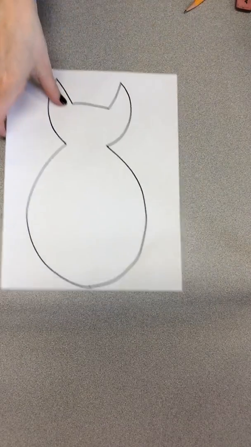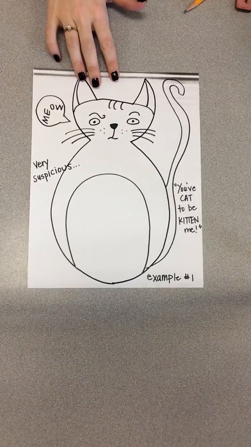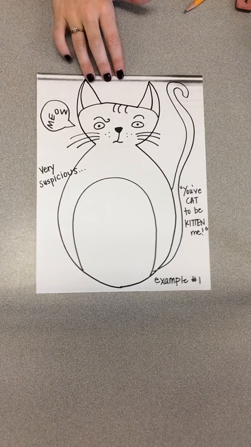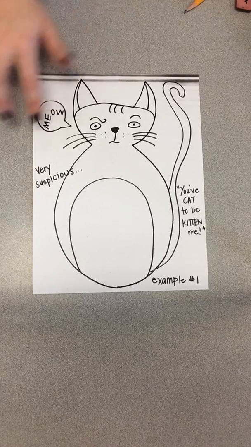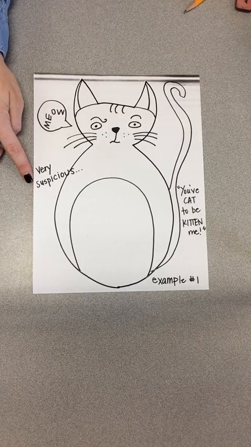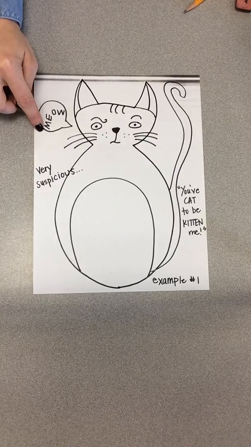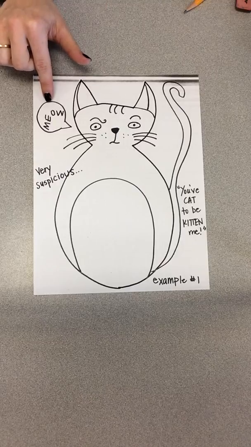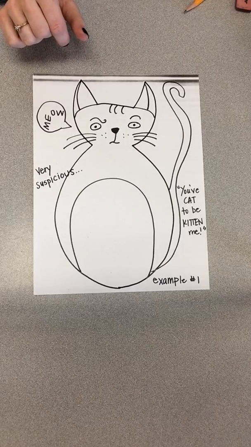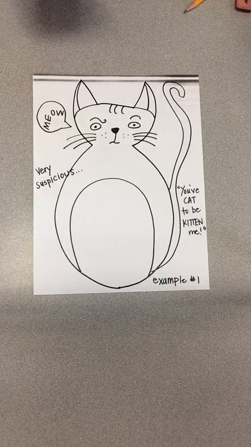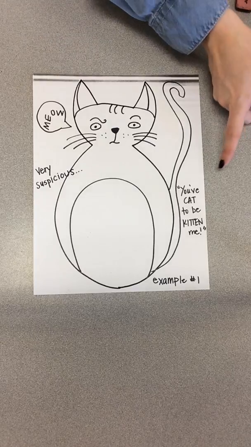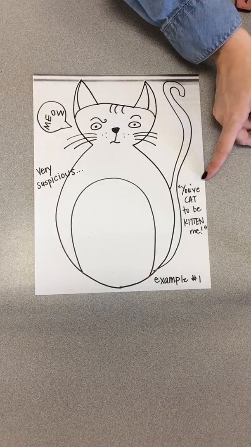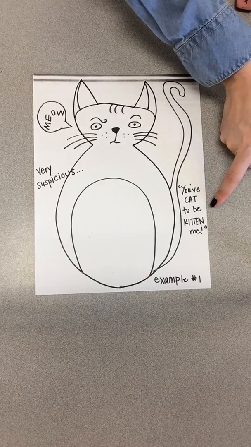Before I draw my little example here today, I have some completed examples that I've created. Example number 1 has a kitty cat with all of the whiskers and tail drawn on. This is a very suspicious cat. He's saying meow to us. I like adding some bubbles for words, some word quote bubbles. You might also see in one of my next examples we have kind of thought bubbles as well. And I even kind of added a little cat pun that says, "You've cat to be kidding me."